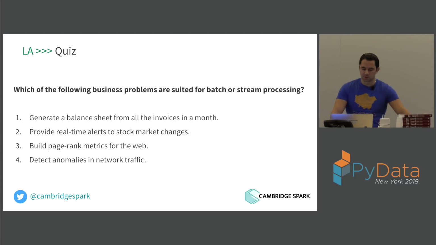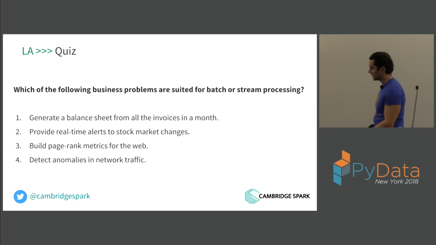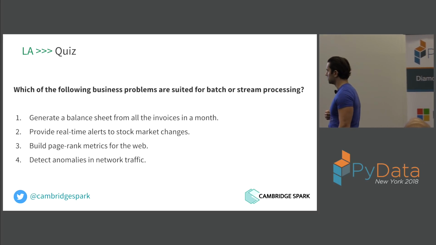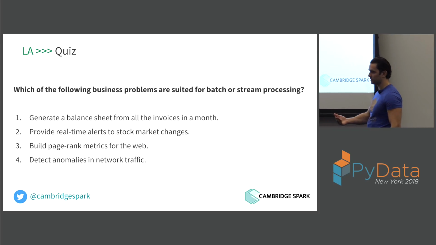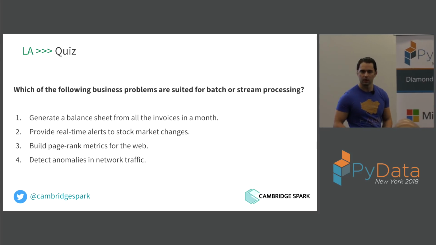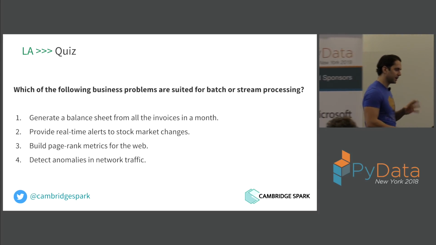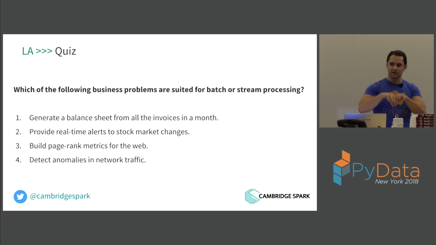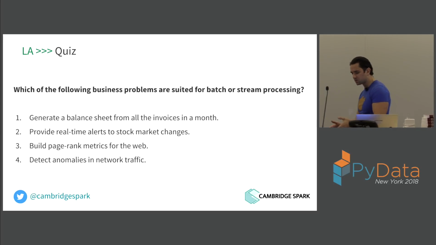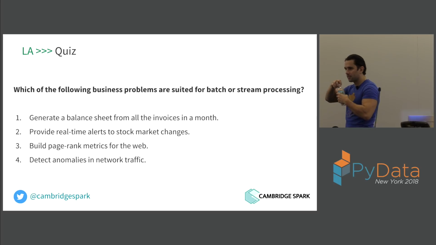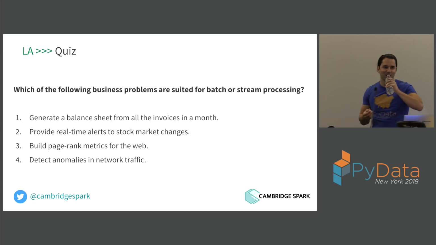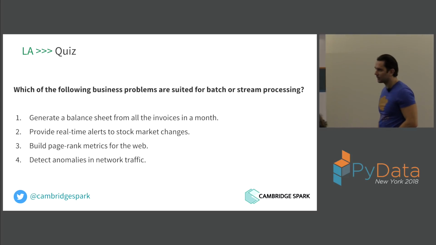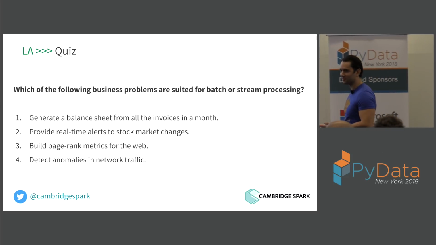Build PageRank metrics for the web. So PageRank is the classical algorithm invented by the Google co-founders to tell you how popular or relevant a website or web page is, right? The way that's calculated is by aggregating multiple websites and pages together that are linking to this web page. So is that batch or is that stream? Both. Yeah, it could be both. So let's think about it. In practice, a lot of problems can be both if you think about it, right?